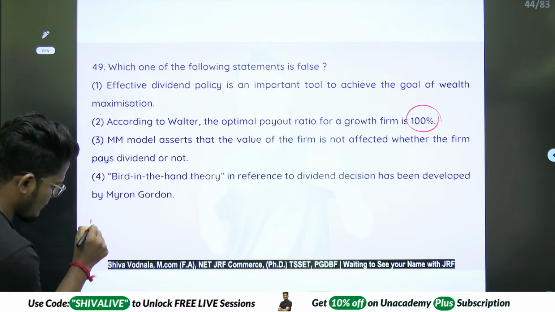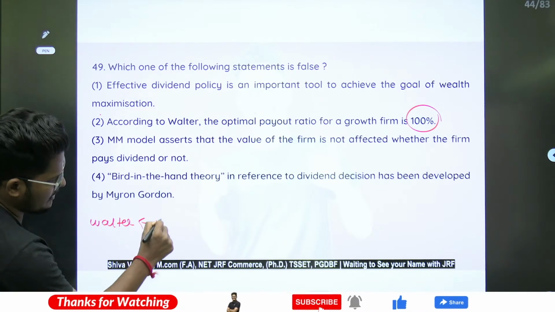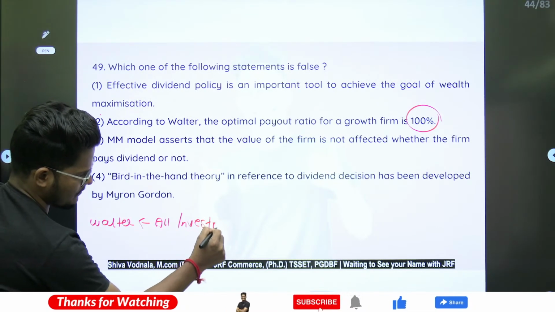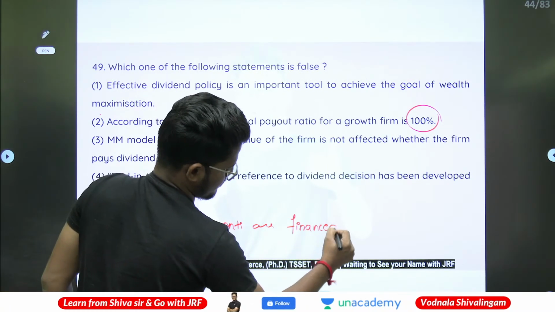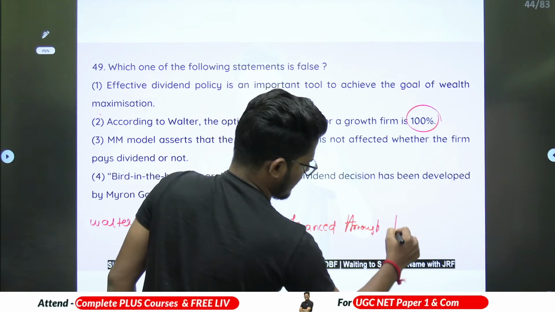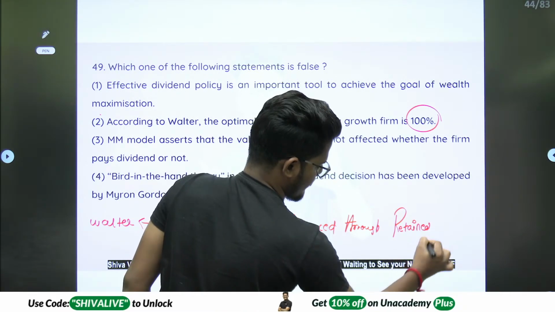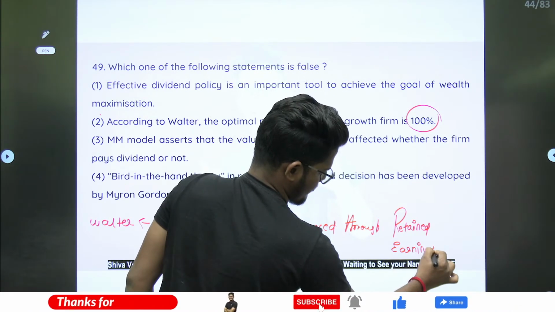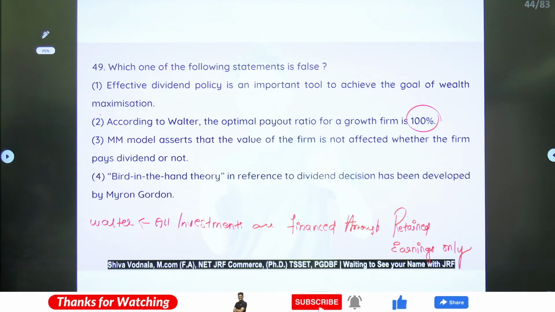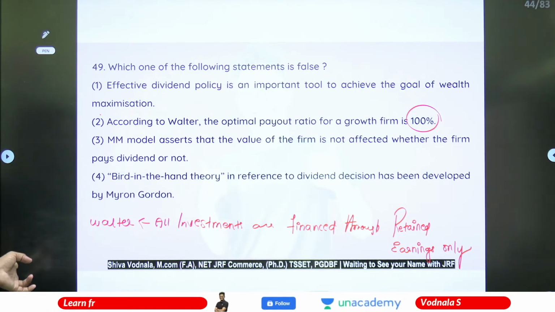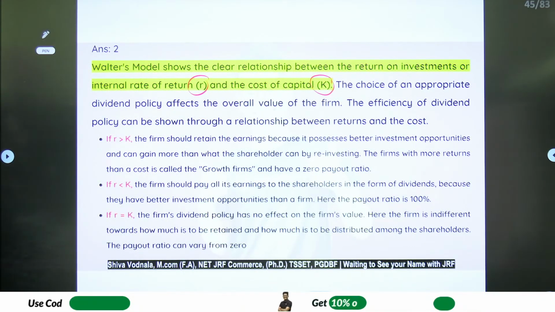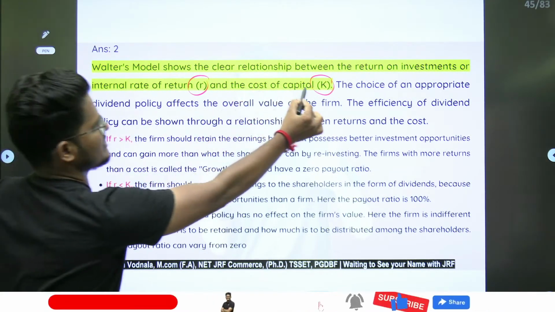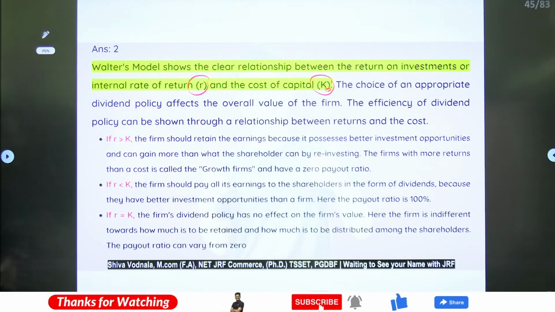As per Walter, Walter's first assumption is that all investments are financed through retained earnings only. Right? Retained earnings only. Walter has stated all the investments are financed through only retained earnings. That is assumption number 1. So the choice of appropriate dividend policy affects the overall value of the firm. The efficiency of a dividend policy can be shown through a relationship between the return and the cost. That is capitalization rate Ko and internal rate of return R.